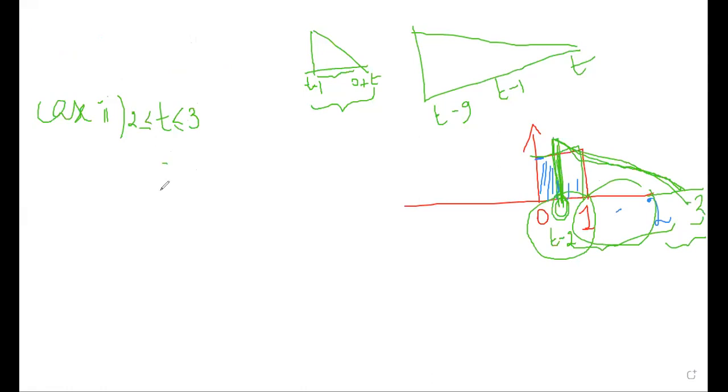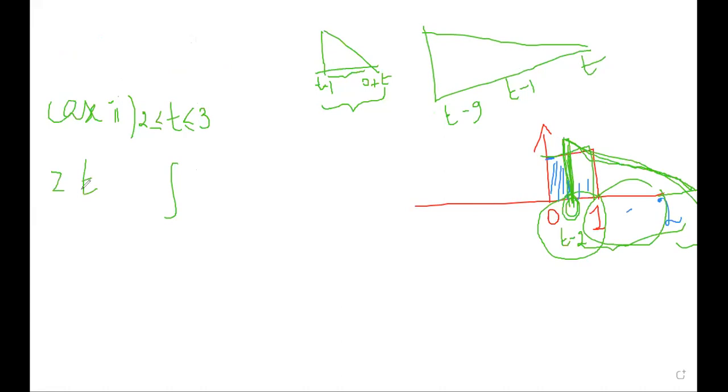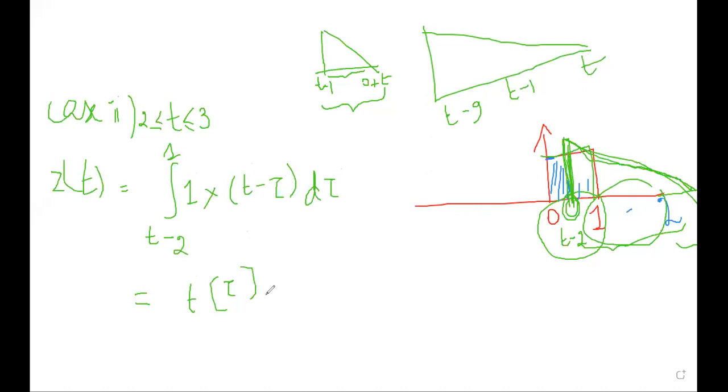So now, can we write the output z of t? Z of t is equal to the integral from t minus 2 to 1. And you know very well, x of t is 1 and y of t minus tau is t minus tau, because it's a ramp signal, this is the amplitude. Quickly solve it and get me the answer. The integration remains the same, only the substitution of limits is different. If you integrate t minus tau, I will get this.